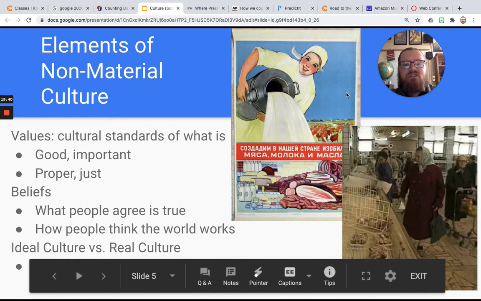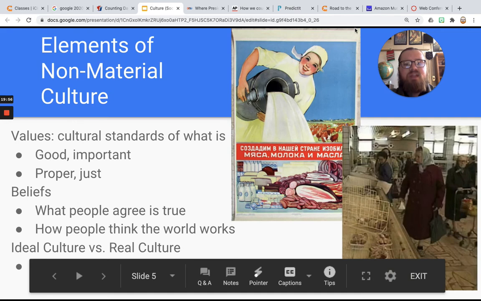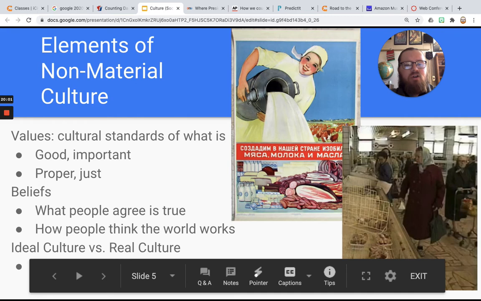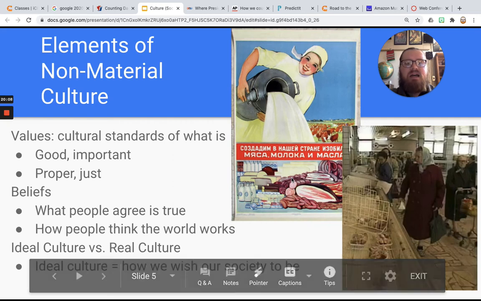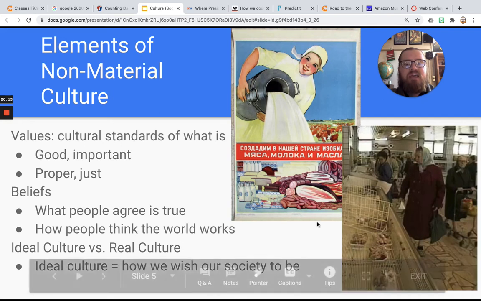Both of these images show aspects of Soviet culture. Now, all of you taking this class with me were born long after the Soviet Union had ceased to exist. But in the Soviet Union, with its communist society, the ideal culture was one in which communism produced plenty for all. There would be flowing milk, there would be all kinds of various meats, cheeses, butter for everybody. Right? It would be delicious and there would be lots of it. That was the ideal culture. That was the culture of Soviet propaganda.